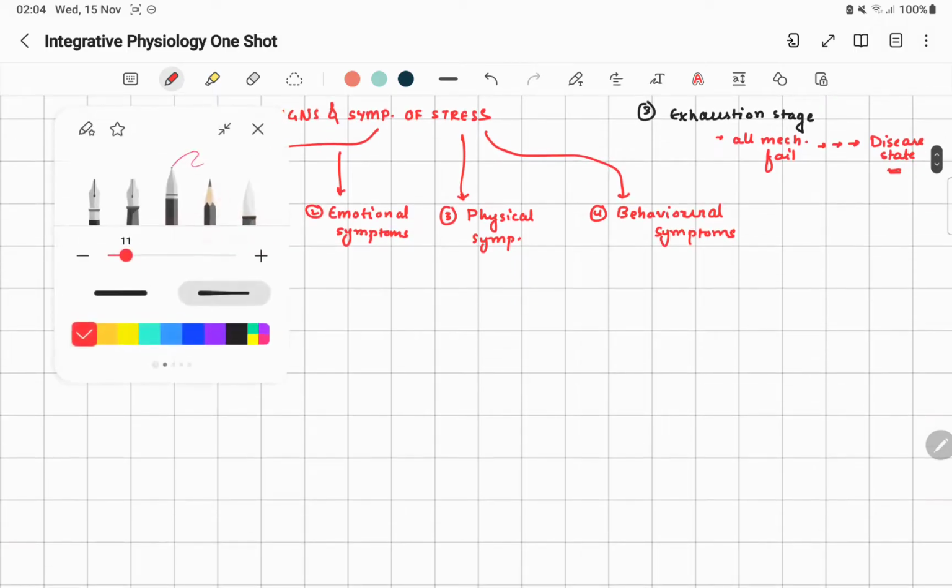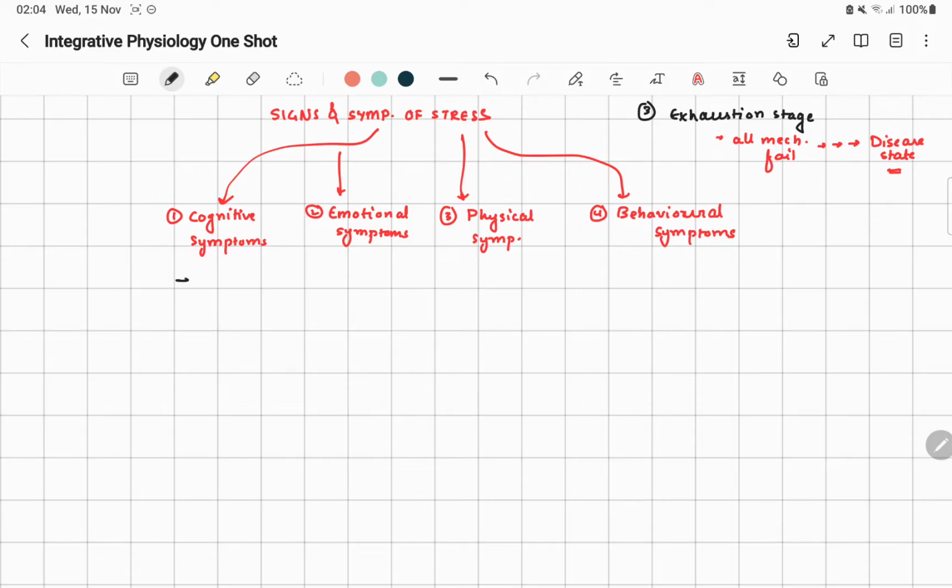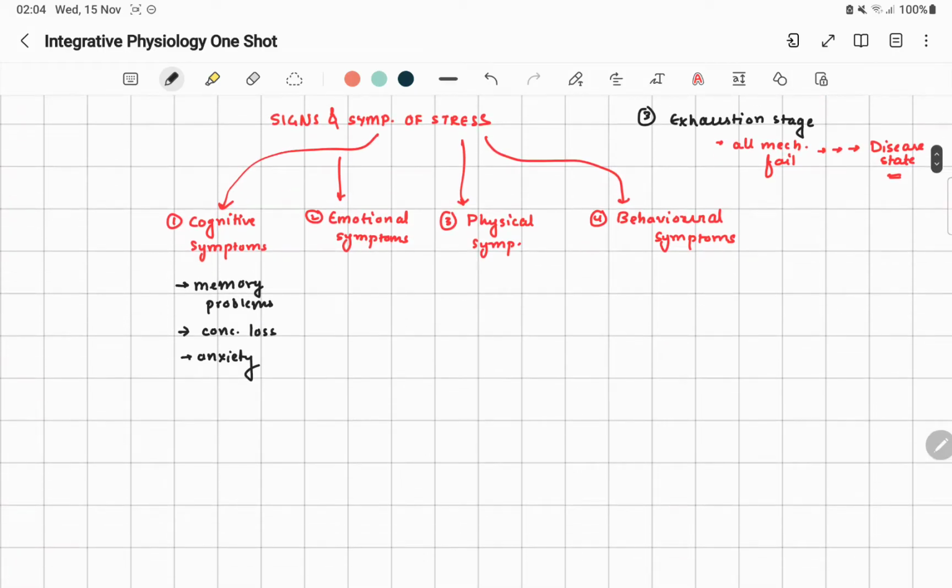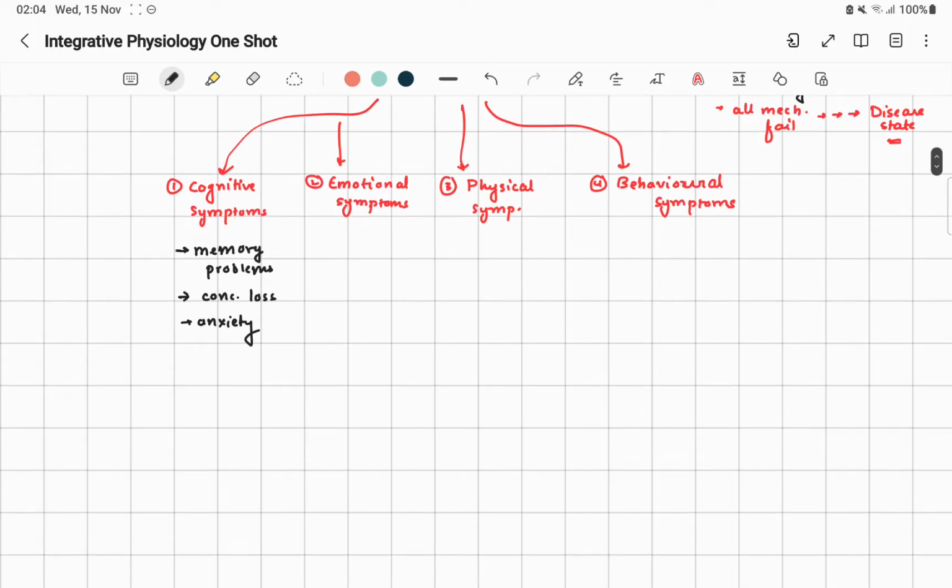So, cognitive symptoms. What are the cognitive symptoms? This includes memory problems, concentration loss, anxiety. Think of an exam. You are stressed about an exam. So you read, but you don't tend to remember. Memory problems may occur, concentration loss is there, anxiety will be there. Emotionally, you will be disturbed, like you're unhappy, and you will feel loneliness. Mood problems, mood swings, and mood disturbed.